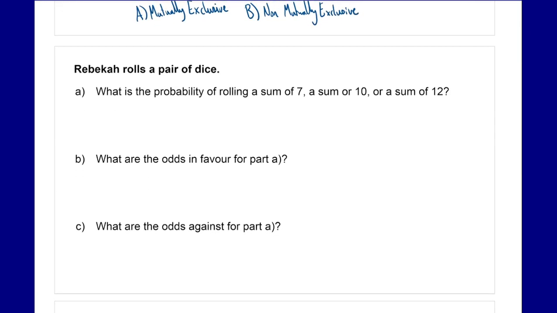The next review: Rebecca rolls a pair of dice. A: What is the probability of rolling a sum of 7, a sum of 10, or a sum of 12? B asks, what are the odds in favor for part A occurring? And C is asking, what are the odds against for part A? So again, pause the video, take a second to try to do these review questions.